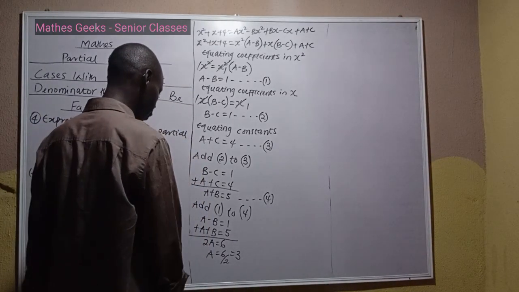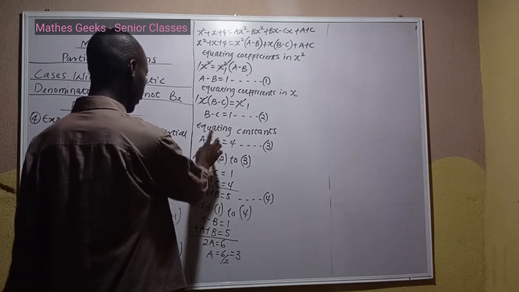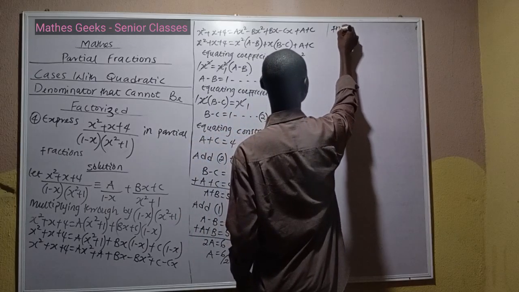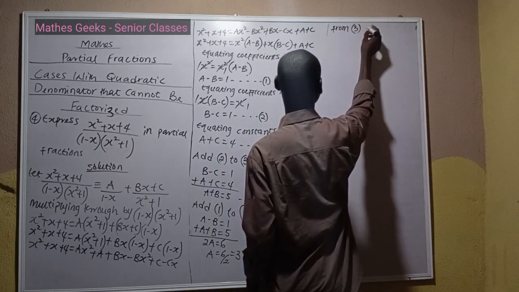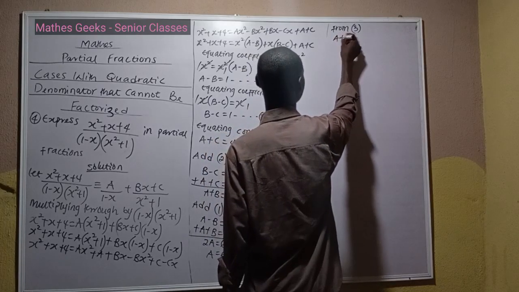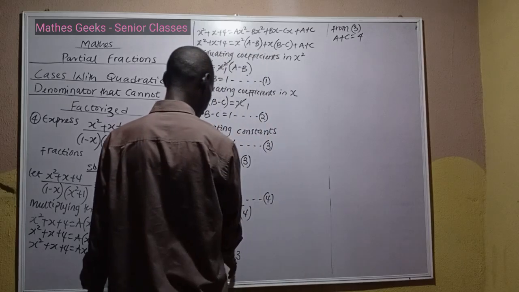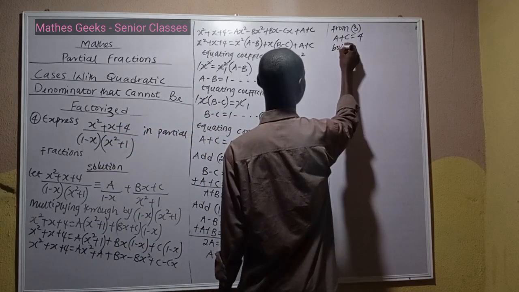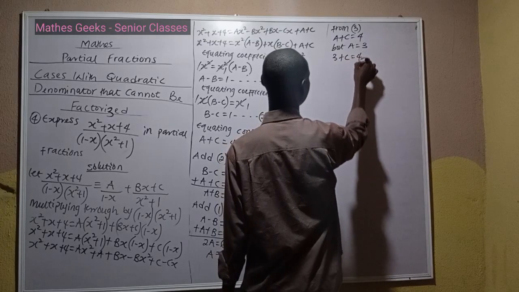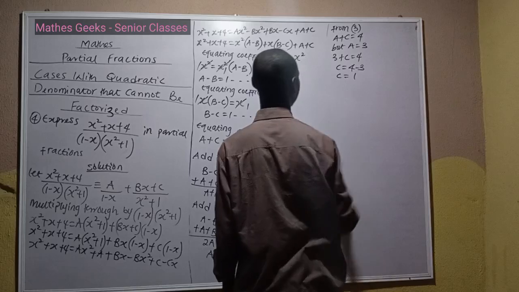Now, if a is 3, from equation 3, which is a plus c equals 4, we already know that a is 3. So 3 plus c is equal to 4, and c is equal to 4 minus 3, so c is equal to 1.